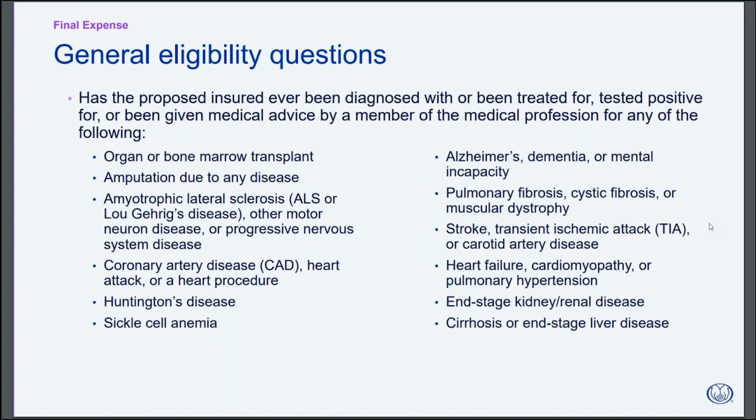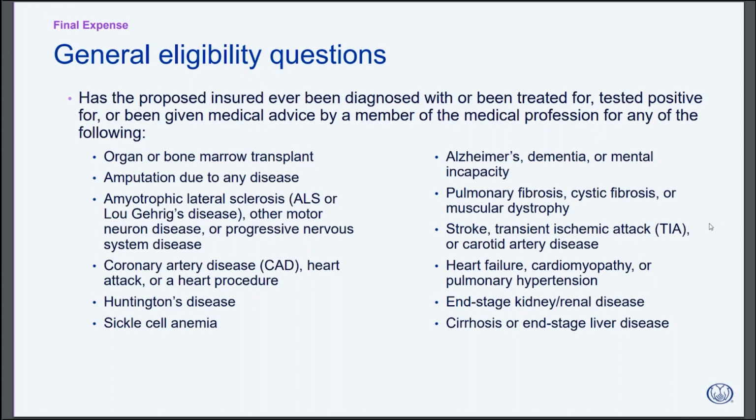Has the proposed insured ever been diagnosed with or been treated for, tested positive for, or been given medical advice by a member of a medical profession for any of the following? Organ or bone marrow transplant, amputation due to any disease, ALS or Lou Gehrig's disease, coronary heart disease, Huntington's disease, sickle cell, Alzheimer's, cystic fibrosis, stroke, heart failure, end-stage kidney renal disease, end-stage liver disease.